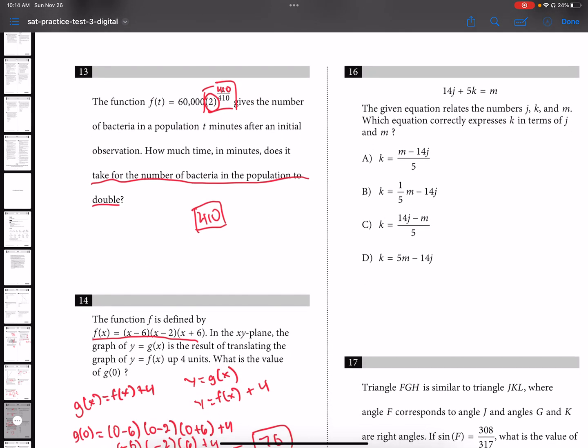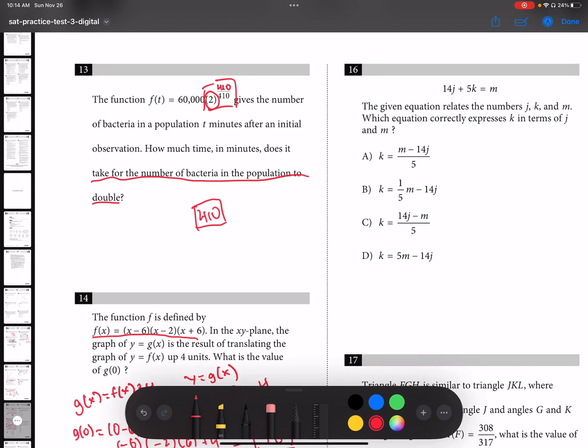Okay, 16. We have to find in terms of k. So first I'm going to do 5k. We're going to move 14j to the other side. So m minus 14j. k is equal to m minus 14j over 5. That means that our answer would be A.